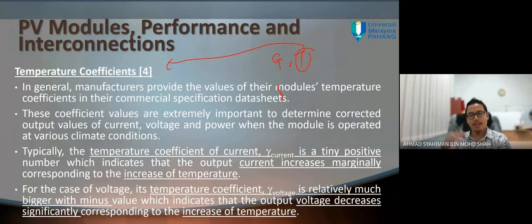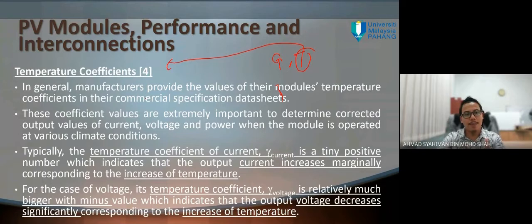Bila temperature naik, current naik sikit. Bila temperature naik juga, voltage turun. Kenapa? So this is the calculation that relates to those things. Okay? So this is the logic where that kind of term comes from. Okay, engineer manufacturers provide the values of their module temperature coefficient in their commercial specification datasheet.